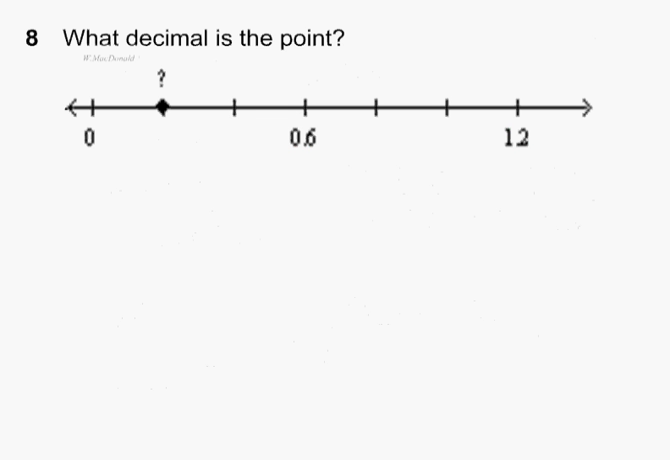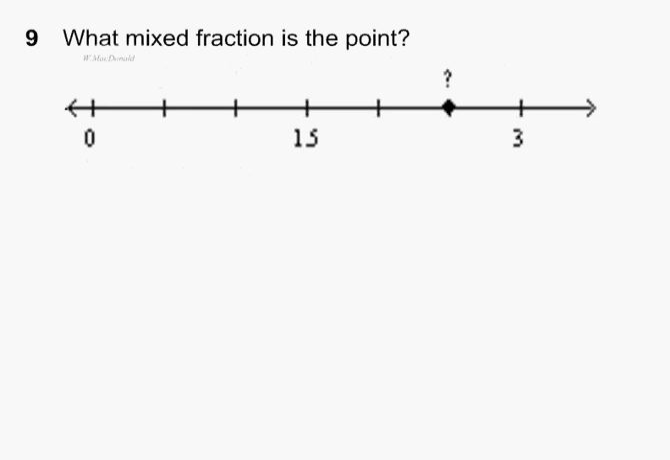Okay, question number 8 says, what decimal is this point? So if we look at this, we have 1, 2, 3 parts that get me from 0 to 0.6. That means that each of these parts must be 0.2. Right? And I can just put my numbers in just to make sure it does work out that way. And it does. So because each one is 2/10 of a distance, the answer for that decimal point is 0.2.